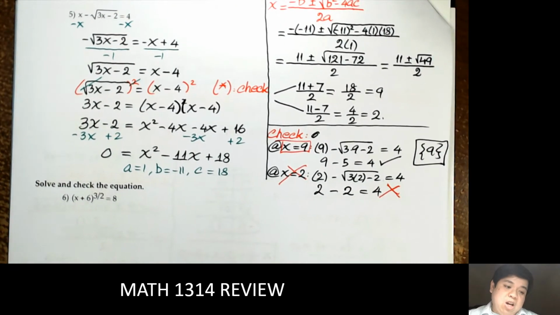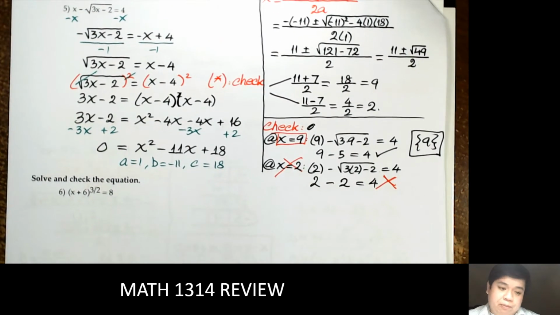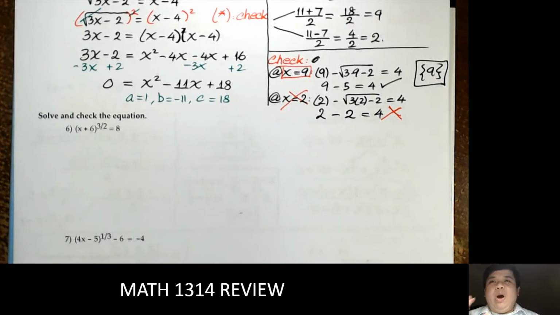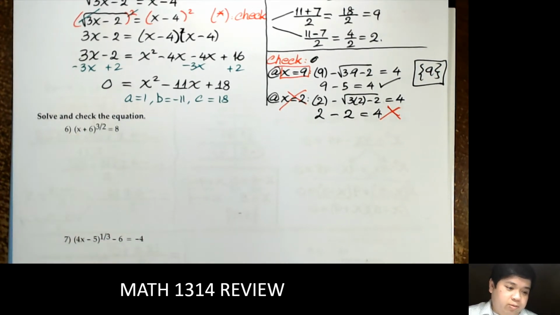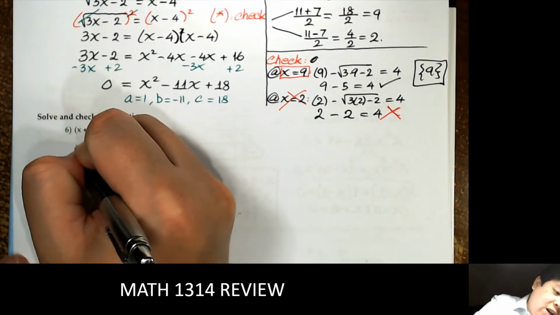Next we have the equations that have rational exponents. So first I try to get that rational exponent term by itself, and then I write it in the radical form.